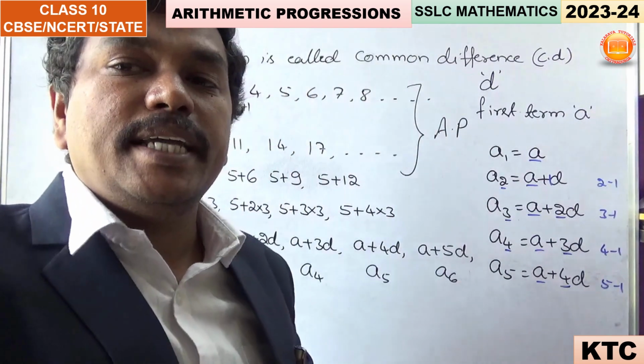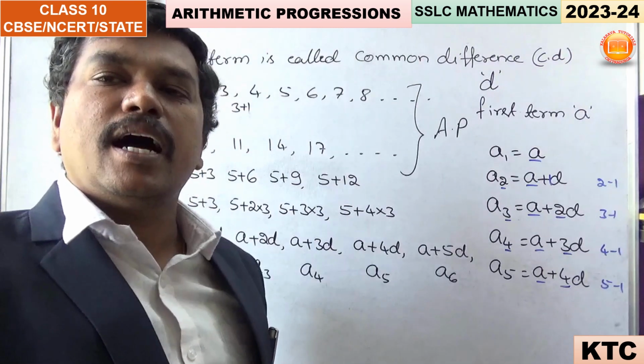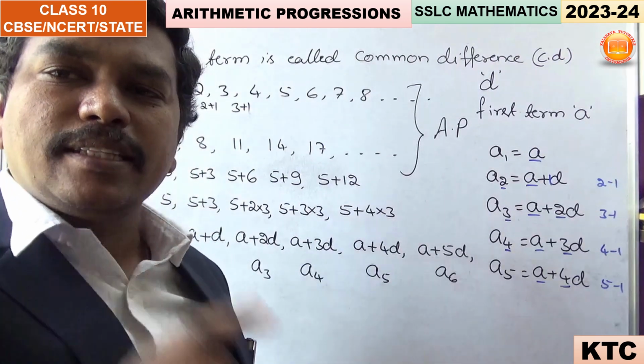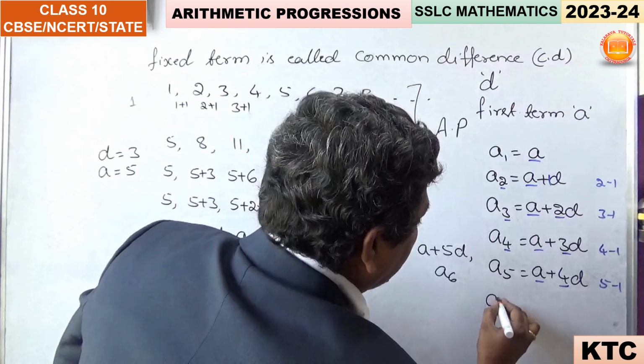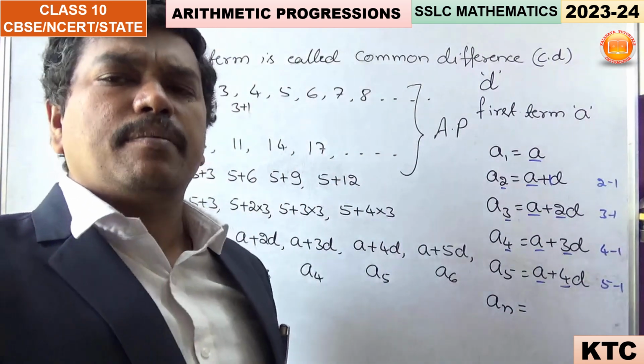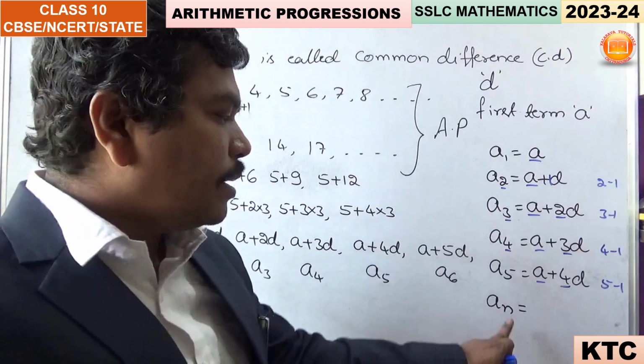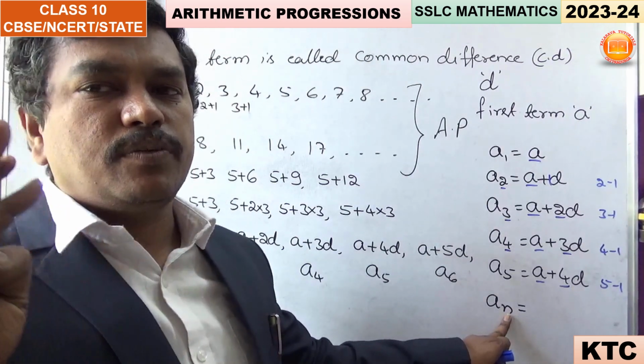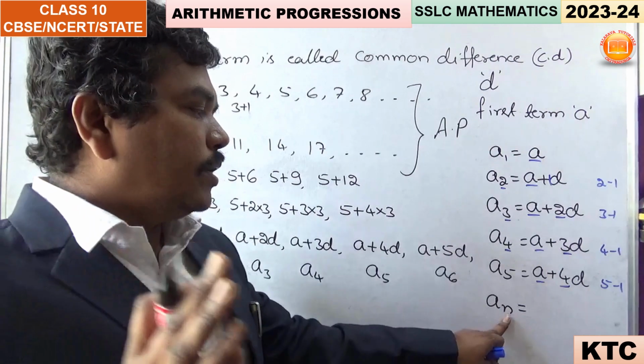And what is the nth term here that we have to write in the arithmetic progression? The nth term is AN. If you write AN, that means any term. Nth term means it may be any term. N is given as 1, 2, 3, 4 and so on.